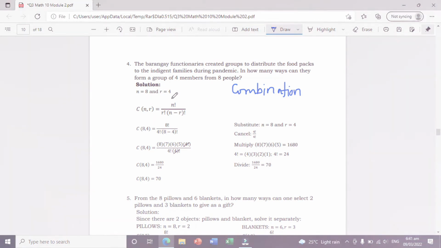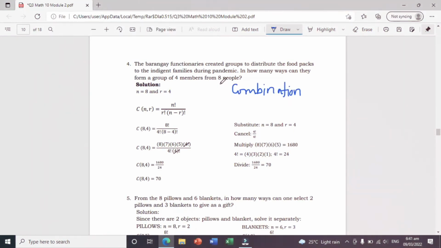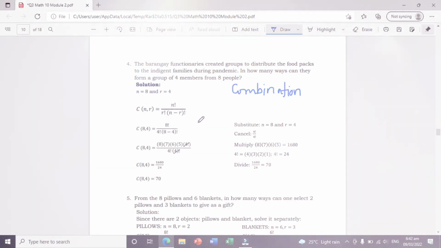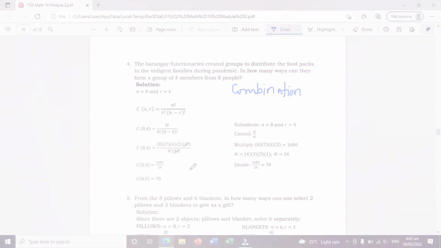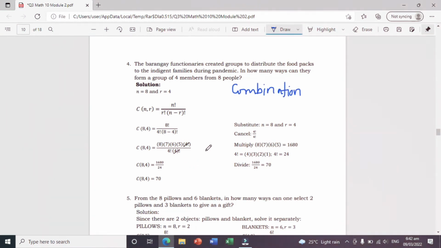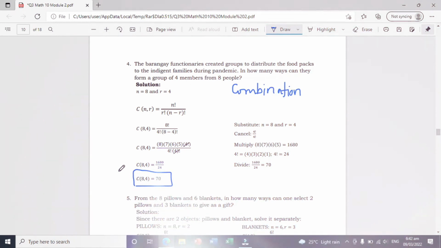So, n equals 8, r equals 4. Take note again, n should be greater than or equal to r. So C(n, r) equals n factorial over r factorial times (n minus r) factorial. This is our formula. Substituting the given values, look to see if anything cancels, and we come up with C(8,4) equals 70. Therefore, there are 70 ways that you can select 4 members from 8 people to become barangay functionaries.